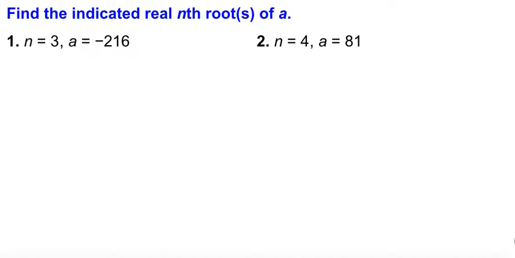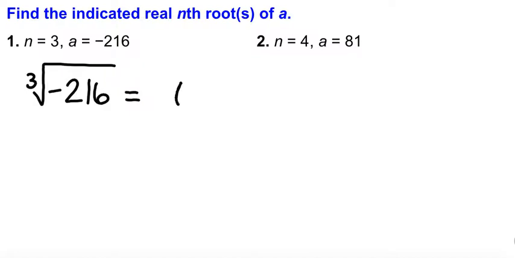So here we're going to start. The first instructions say, find the indicated real nth roots of a. So I'm going to look at it like what makes sense to me. The third root of negative 216. So what I do is I take my exponent table. I go to where the exponent is a 3. I go down to where I see 216, and I go to the left and it says it's 6. Now be careful because there's a negative inside. That negative means that it needs to be a negative 6.